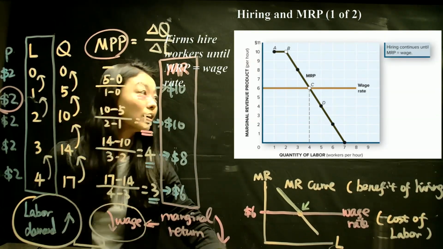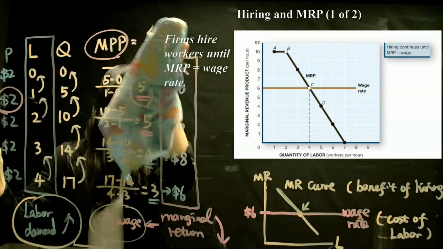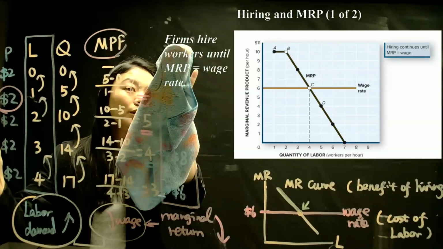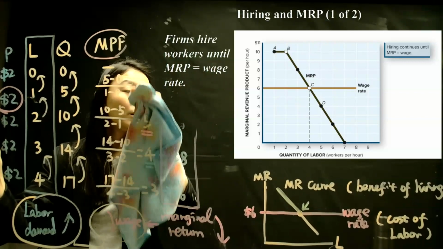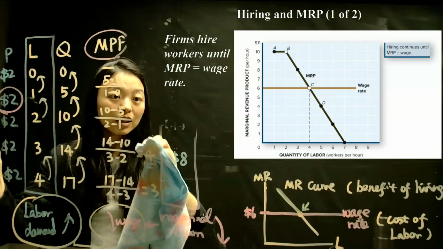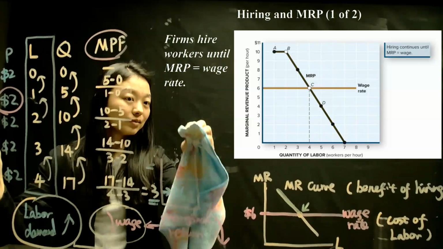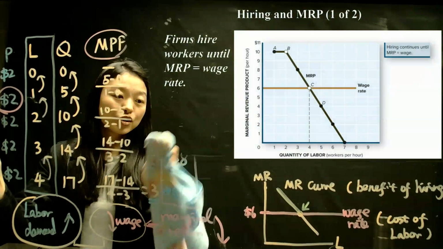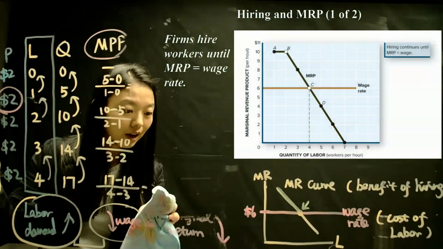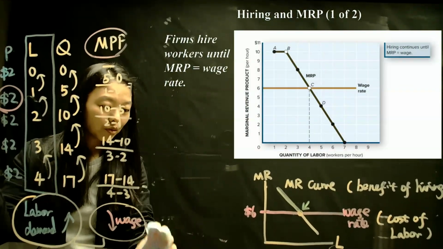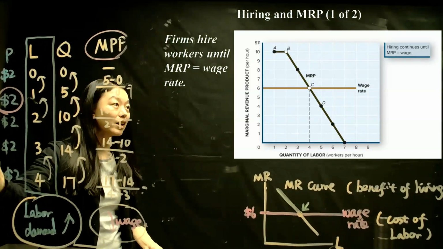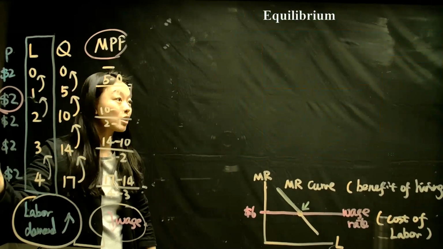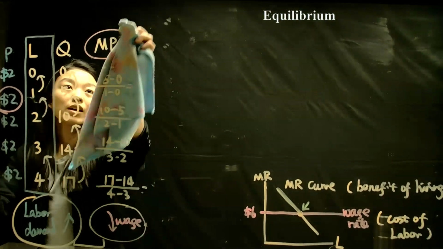Let's see. The firm will hire workers until the marginal return equals the wage rate. And now we finish the demand and supply of the labor market. Then we'll move on to talk about how the equilibrium is determined in the labor market.